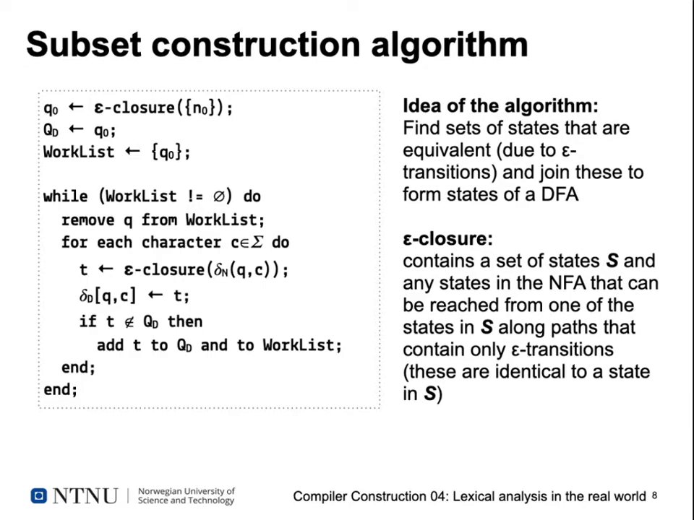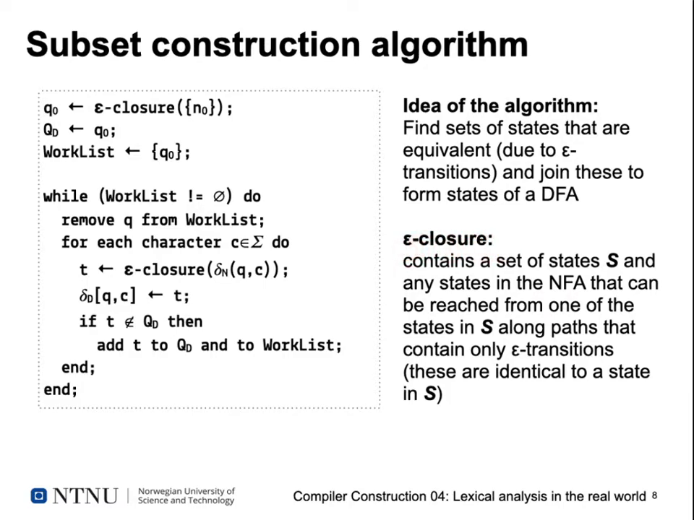Because they're equivalent, we don't need to do anything to transfer in our graph between these states. So essentially, we can unify them in one state, and that's the idea behind it. To do this, we first introduce a term which is called the so-called epsilon closure.